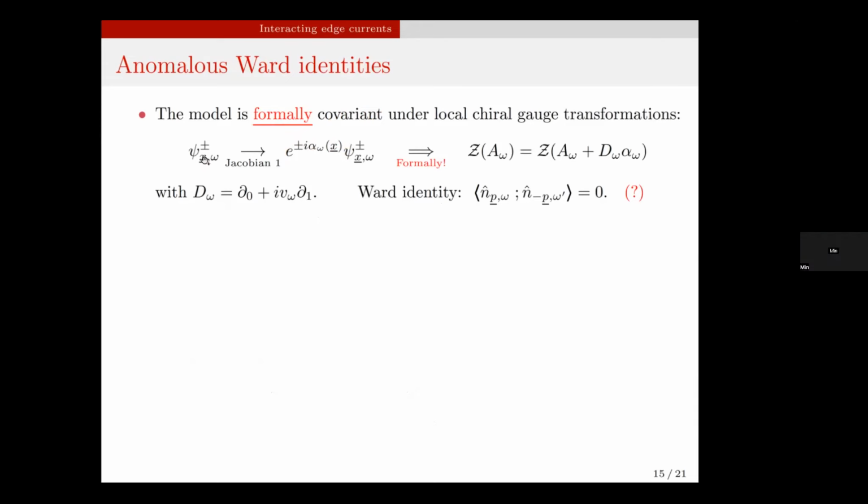Can I ask a question? Yes. How do you define the functional measure capital D psi in the previous page? Yes. Right. So this is formal at the moment. In fact, I'm going to comment on that in a moment. So this has to be defined properly. One way of doing that is by introducing a momentum cutoff and making everything finite dimensional, and then you remove the cutoff. But at this stage, everything is formal.